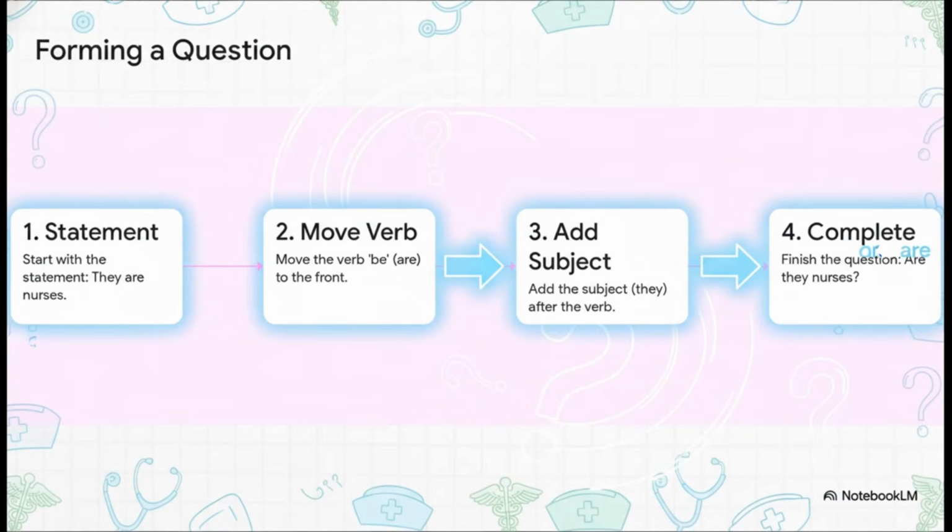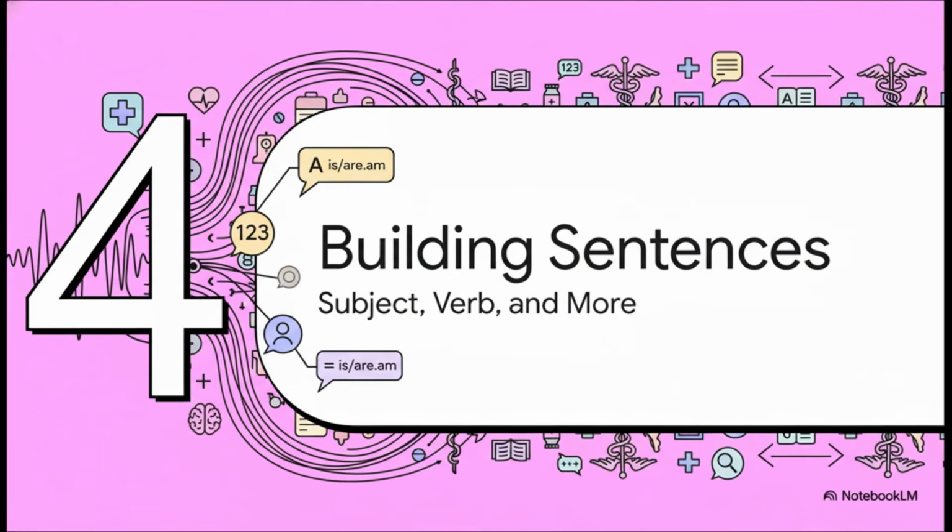All you have to do is find the verb, in this case it's are, and you just move it right to the very front of the sentence. So they are nurses becomes, are they nurses? And that's it. You've made a question. Great job. Okay, so we've got numbers, nouns, articles, and the verb be. We have all the pieces of the puzzle. Now let's look at how we put them all together to build correct, complete sentences.